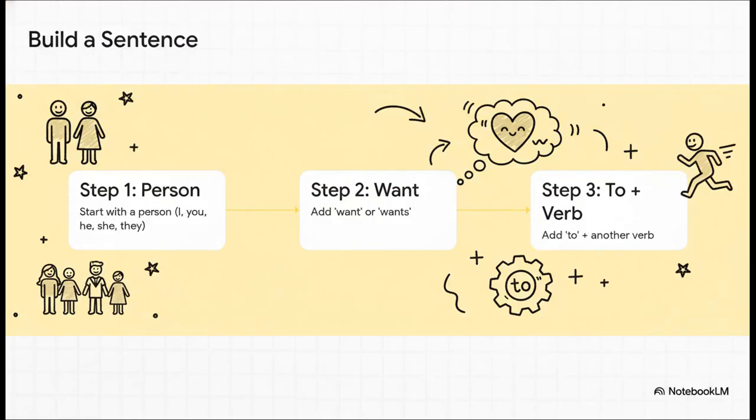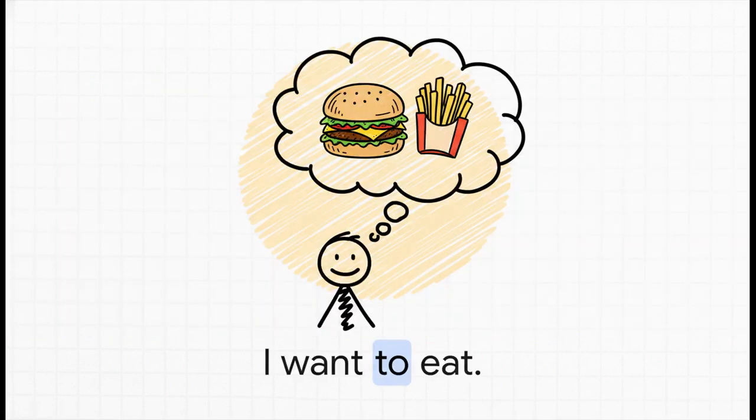Let's see how this builds a full sentence. It's really just 3 easy steps. First, you start with a person. I, you, he, or they. Second, you add "want" or "wants." And third, you add our magic phrase, "to" plus another verb. That's it. So let's look at a really simple example.